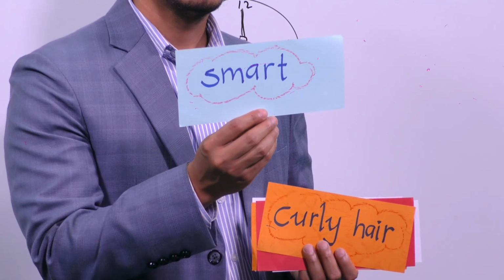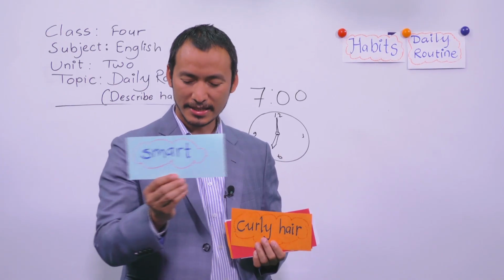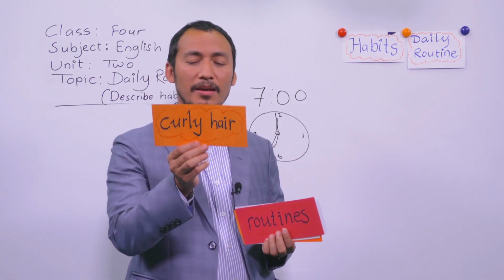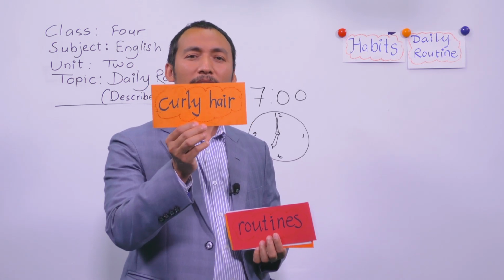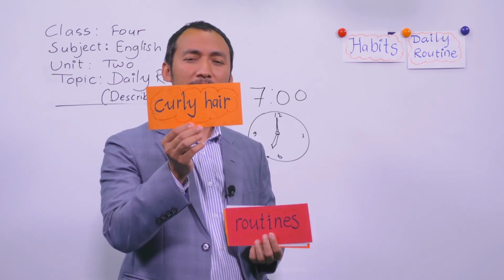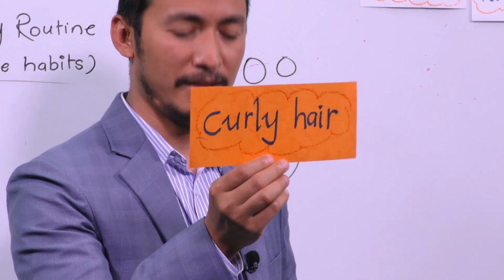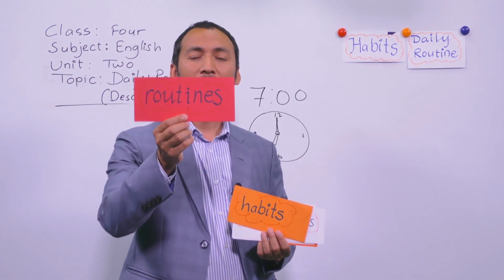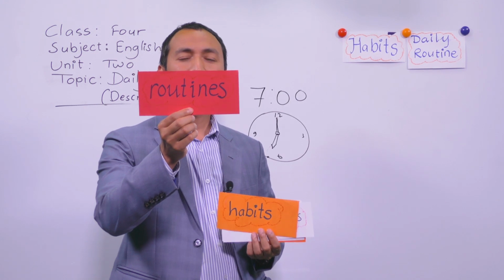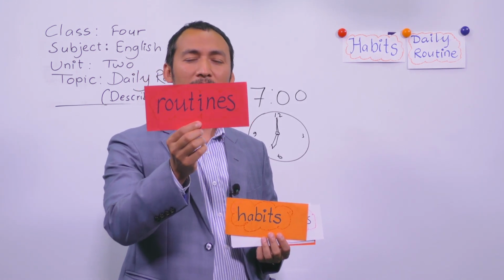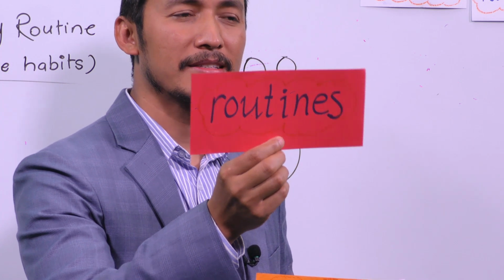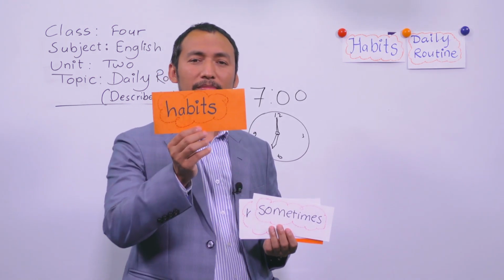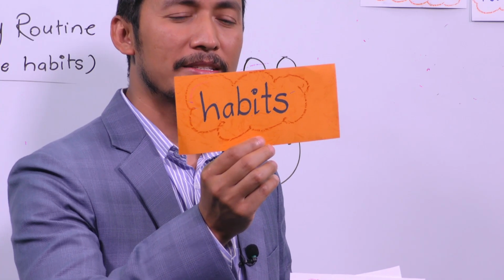S-M-A-R-T. Smart. All right, that's correct. Once again, smart. Okay, students, next. How do you pronounce this word? Curly hair, right? How do you say it again? Curly hair. That's great. Let's read it now. How do you pronounce this? You are good. You are trying your best. It's routine. That's correct. Another one. How do you read this? Habits. Great.